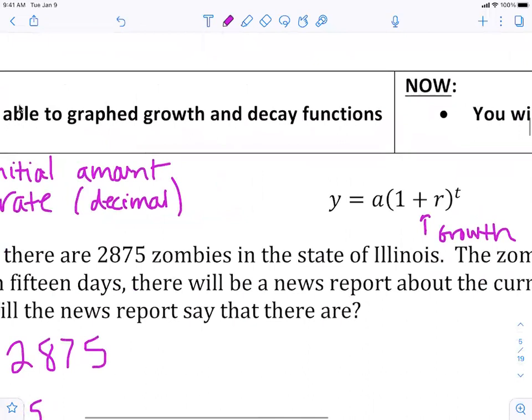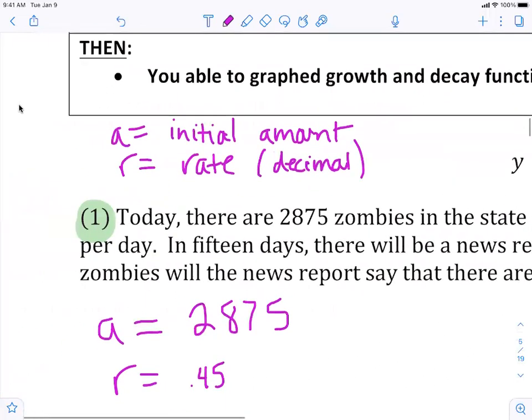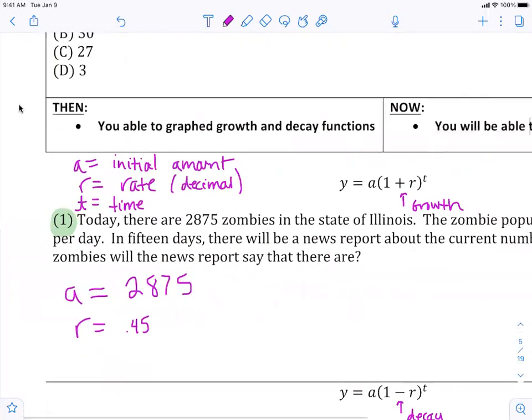The last variable, we defined A and we defined R. T, you might be able to guess, represents the time you're taking here, which could be in days, weeks, months.